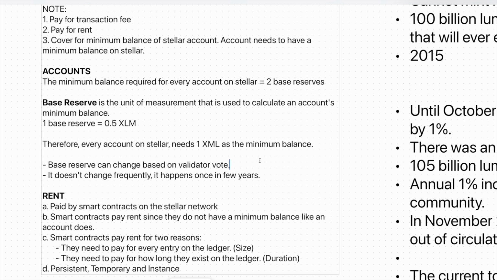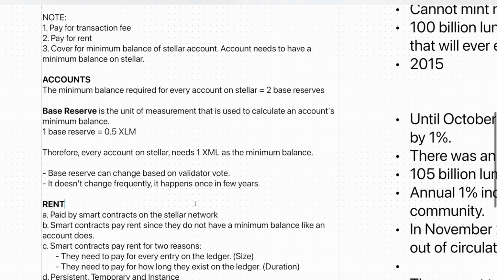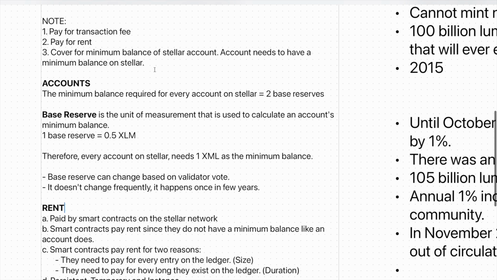We can now talk about rent. We've mentioned that we use Lumens to pay for rent, so I'm taking this bottom up like this. We can assume that we use Lumens to pay for rent. And what is rent? We talked about smart contracts the other time, the applications deployed on the Stellar network. Smart contracts do not require a base reserve like accounts do. So smart contracts don't require the minimum balance, just like a Stellar account does. So that's the first thing to note.